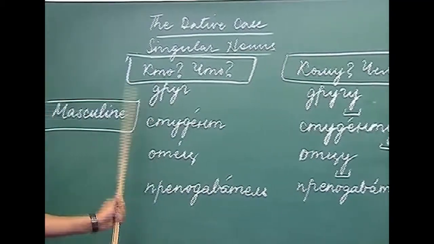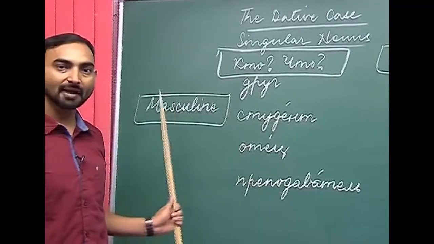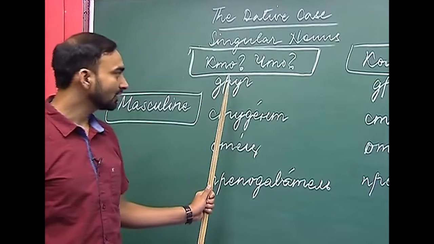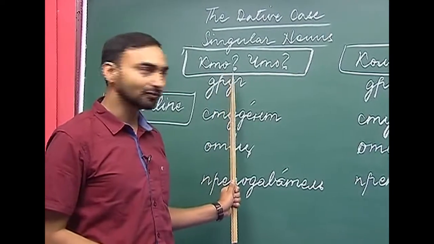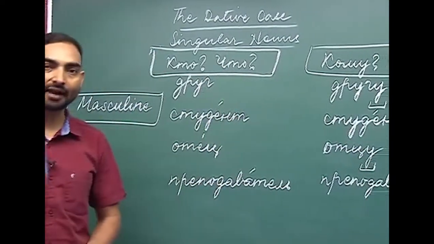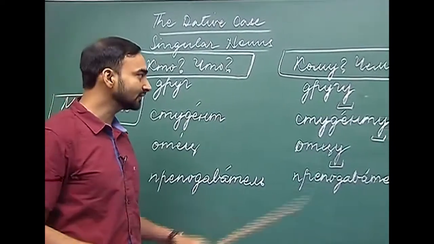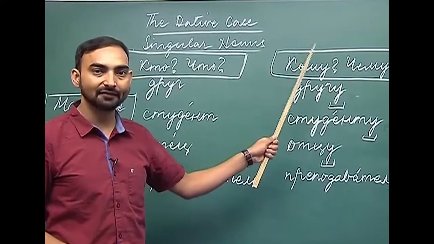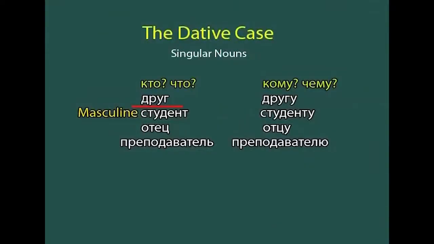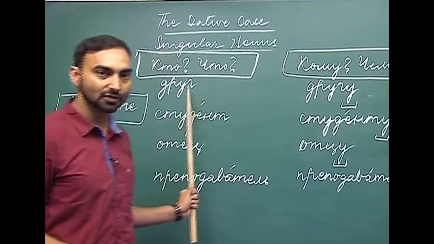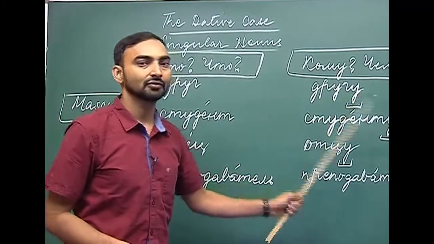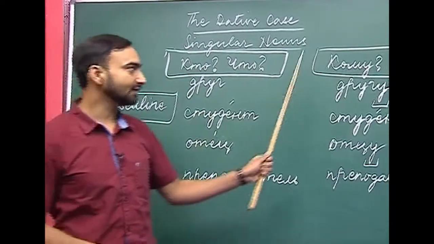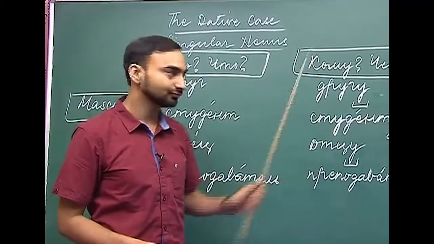Let us take the first noun, and we are discussing the masculine nouns first. Druk, druk is friend, and druk ends with a hard consonant. So what happens when a masculine noun ends with a hard consonant? We add the vowel u to get its dative case form. So druk becomes drugu in the dative case. Druk, drugu. When the question is kto, we use druk. When the question is kamu, we use drugu.